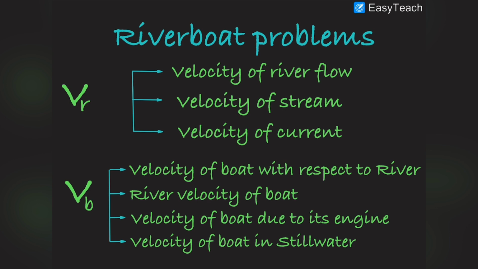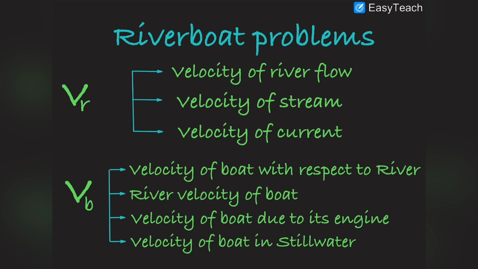Now VB is the velocity of boat with respect to river. Now what does it mean? It means that if the river is at rest, then why is that boat moving? So you can imagine that if the river is at rest, that boat would be moving due to its engine only. And obviously in that case, if the river is at rest, the boat or the swimmer is moving due to its engine or strokes.